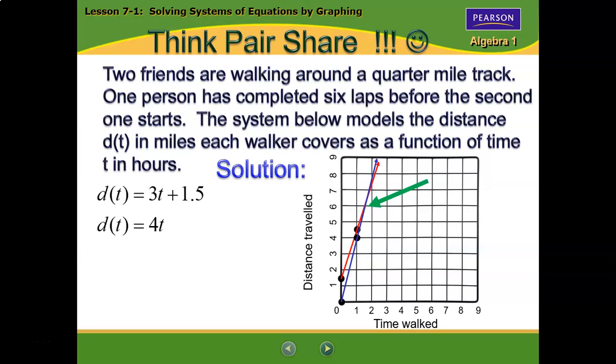So let's interpret that solution. What that means is that at 1.5 hours, because remember time here is in hours, we can go up and we can see that they intersect around 6 miles. So after about 1.5 hours walking, they have walked the same distance of about 6 miles. Okay? And that's your solution. We've interpreted that solution. After 1.5 hours, the friends walked the same distance of 6 miles. And that's it. That's all there is to solving these application problems.